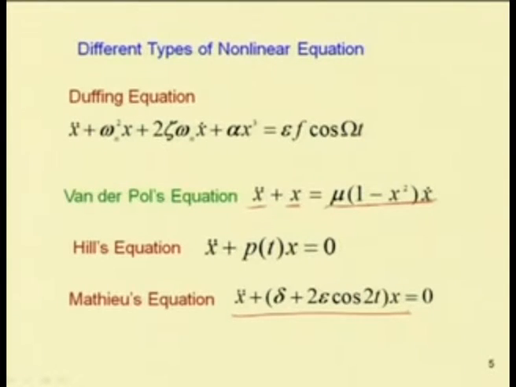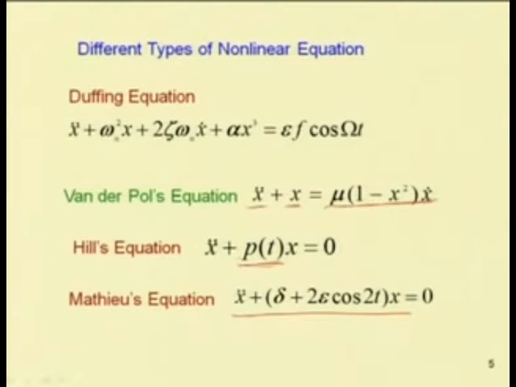So, in case of Hill equation, this term p(t) is the coefficient of x, that is the response of the system, as this is used as a parameter of the response of the system. That is why this is known as a parametrically excited system.